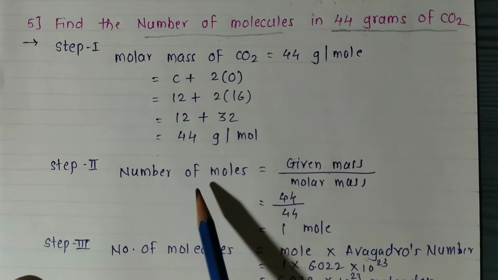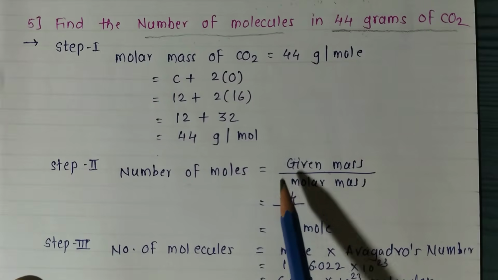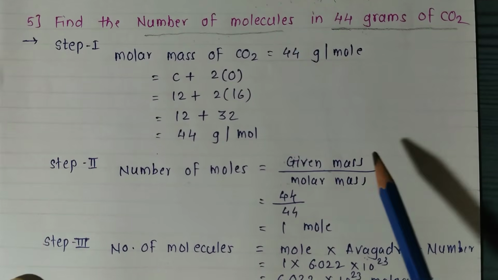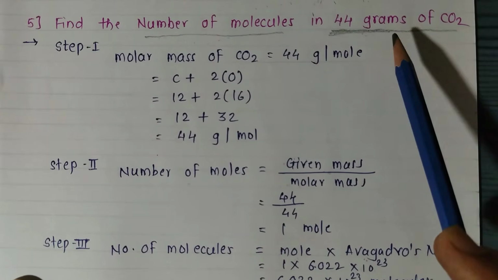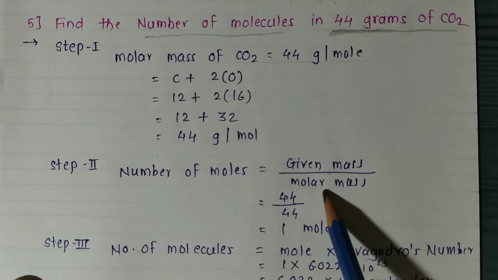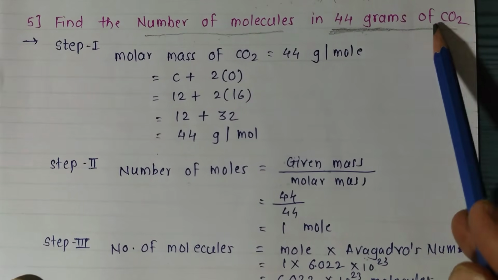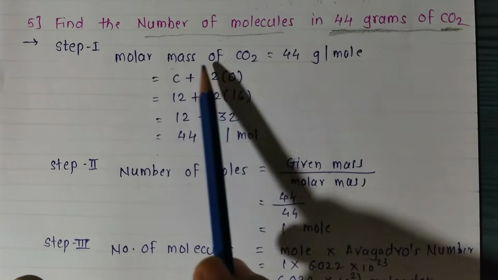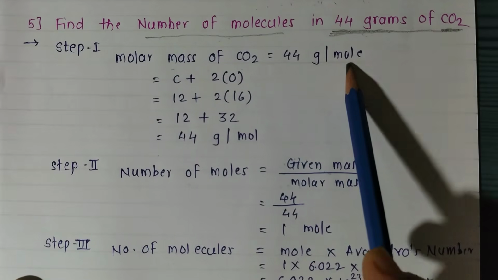To calculate the number of moles, we must know these two things, given mass and molar mass. Here the given mass is given in the problem, that is 44 grams, but we don't know the molar mass. The molar mass of CO2 is not given. So we calculate the molar mass of CO2. Molar mass of CO2 is 44 gram per mole.